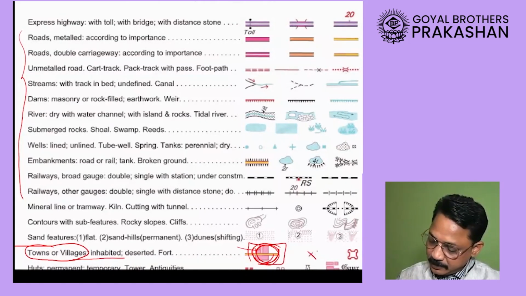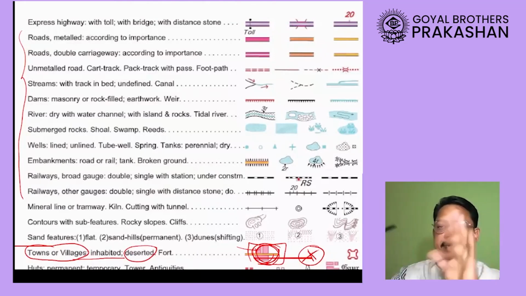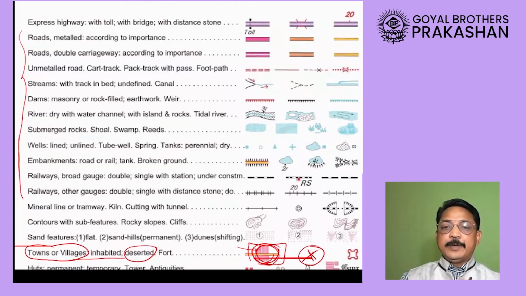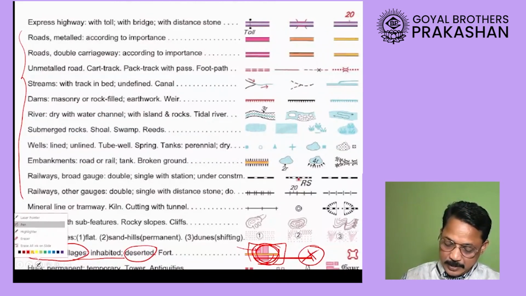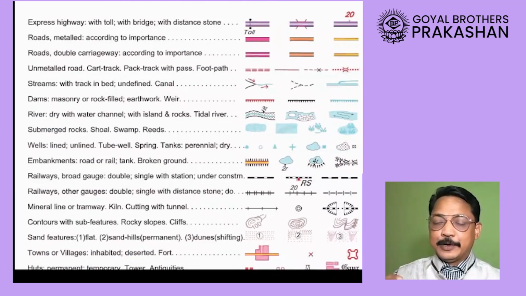But when you see a cross like this, what does it mean? The next one says deserted. That means if you find a cross over there, that town is deserted. That means people were living here once upon a time, but now people have left this place. So in this way, dear students, with the help of the index, you are able to find out the meaning of that symbol on a topography map.